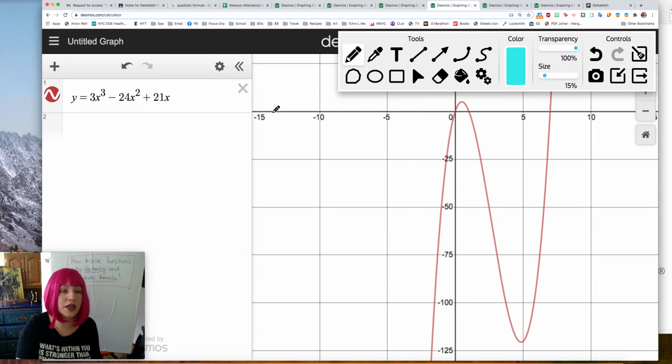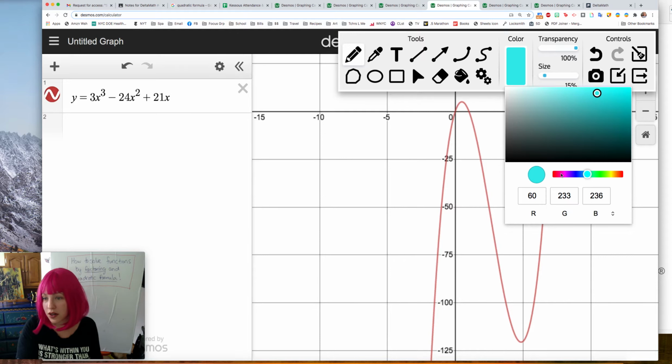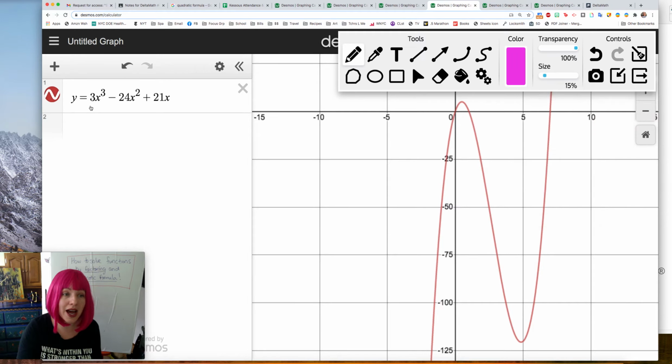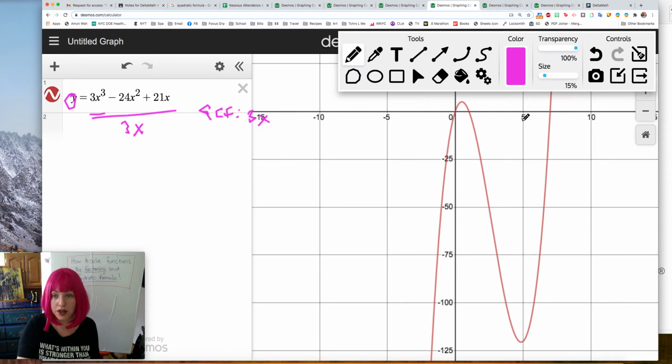Okay, so here, maybe I'll make a different color. All right, nice magenta. And we are going to do the same concept, but now we're going to factor. Notice that I have a GCF. All of these have an x, and all of them can be divided by 3. So my GCF is 3x. Remember that I'm replacing the y with 0 because I'm finding where does it cross on the x-axis. So now I have 0 equals, the 3x goes outside parentheses.